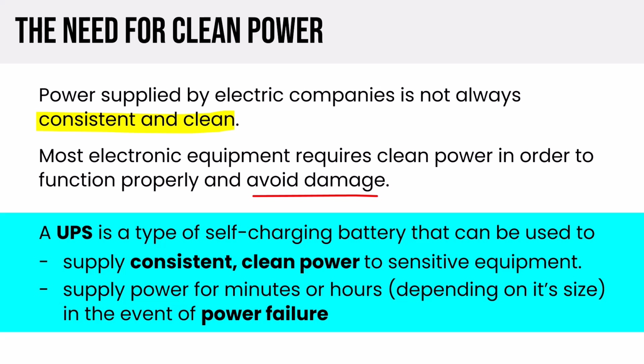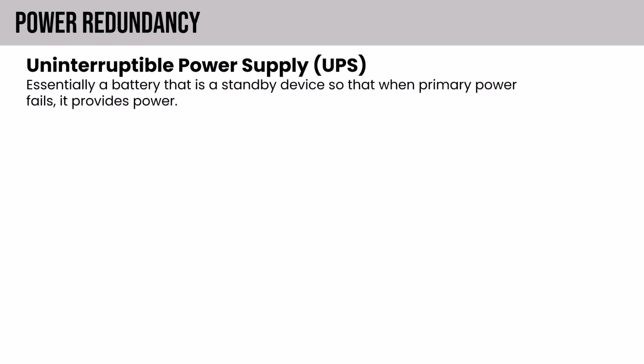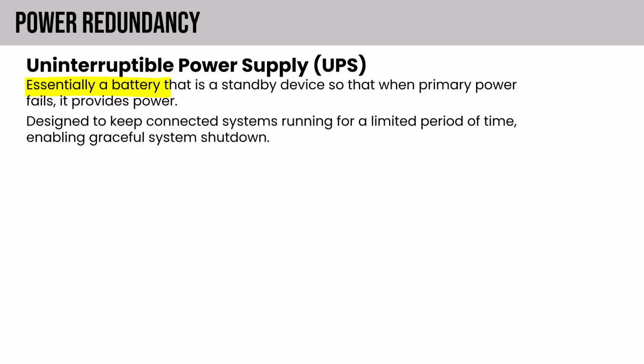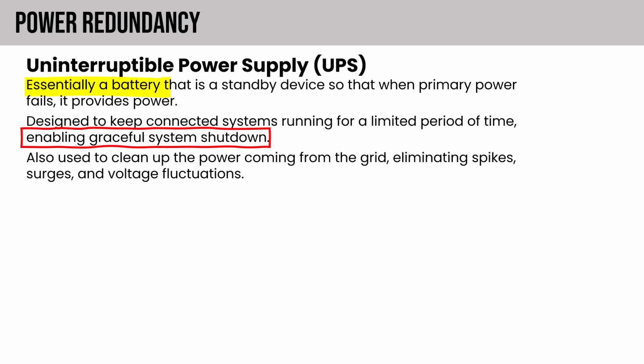It's important we understand the difference when it comes to power redundancy between the purpose of a UPS, the uninterruptible power supply, and a generator. A UPS is essentially a battery that is a standby device so that when primary power fails, it provides power. It's really designed to keep the systems running for a limited period of time, though, basically to enable graceful system shutdown. It's also used to clean up the power coming from the grid, eliminating spikes, surges, and voltage fluctuations. It protects systems and data from damage.